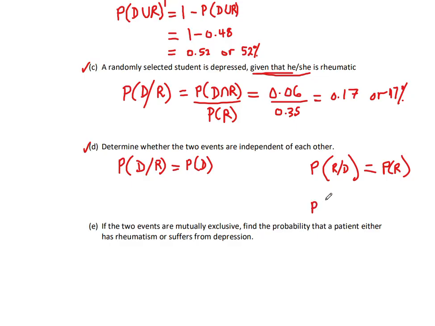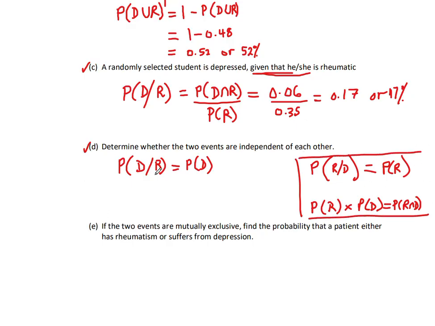Another way in which we could check independence is to see if, when we multiply the probability of the two events by each other, that is, if I multiply the probability of R by the probability of D, and it works out to be the value of the intersection of R and D, then if this condition holds true, we have also established that the two events are independent of each other. So these are additional conditions for independence. Let us see if the two sides here are equal.